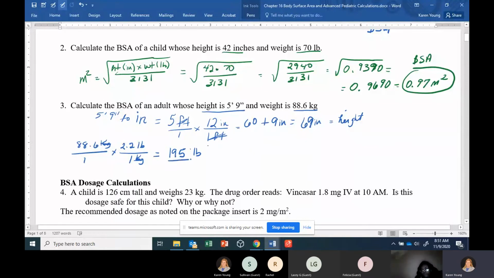So now I have pounds and inches, and I can use the pounds and inches for the BSA. So now that I have everything converted, I want y'all to work it and see what you get for the BSA. So basically, you're plugging it into the formula.